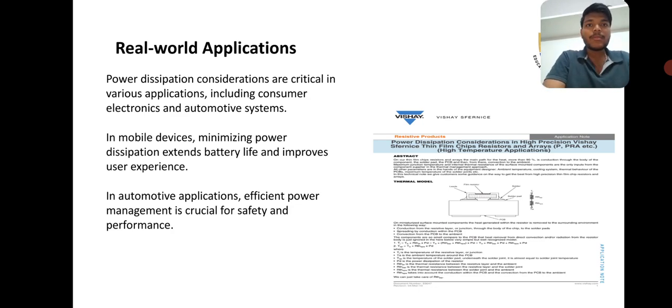Power dissipation considerations are critical in various applications, including consumer electronics and automotive systems. In mobile devices, minimizing power dissipation extends battery life and improves user experience. In automotive applications, efficient power management is crucial for safety and performance. This is a real world application.